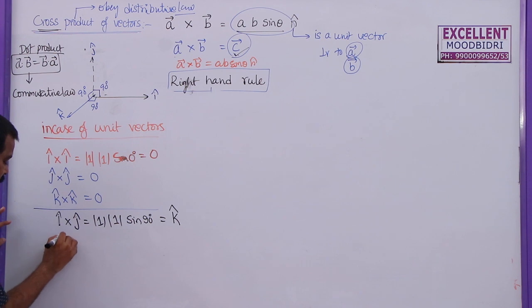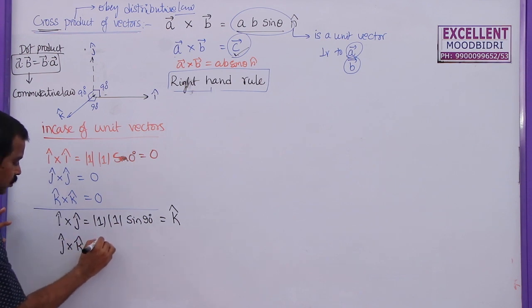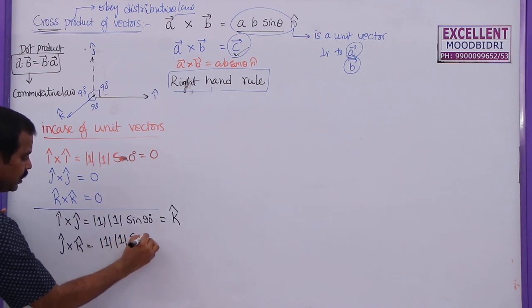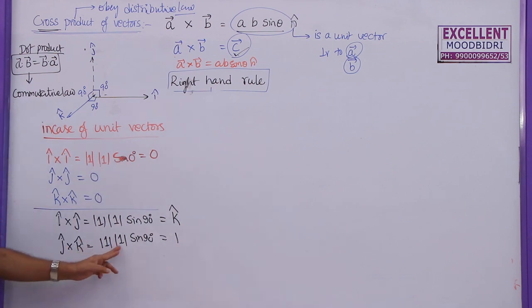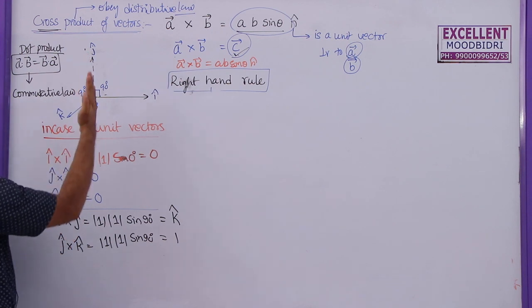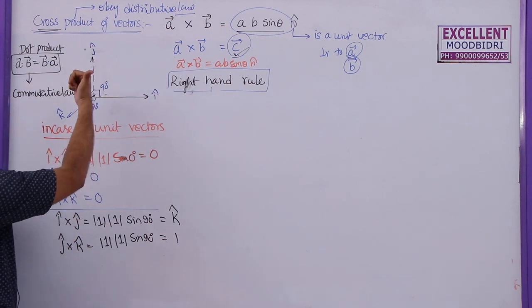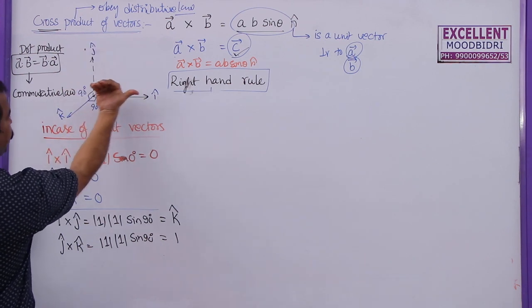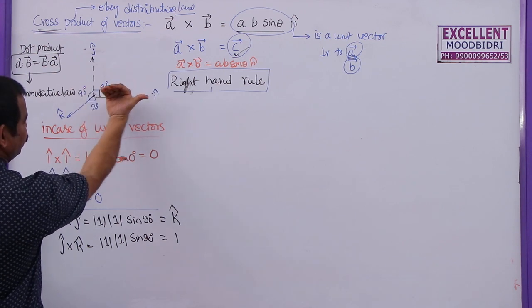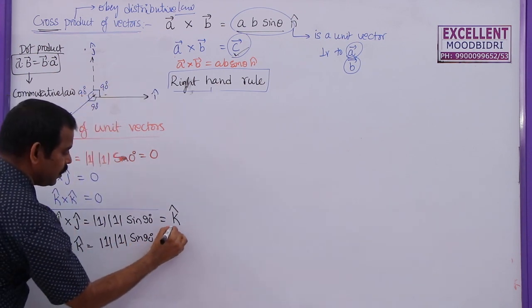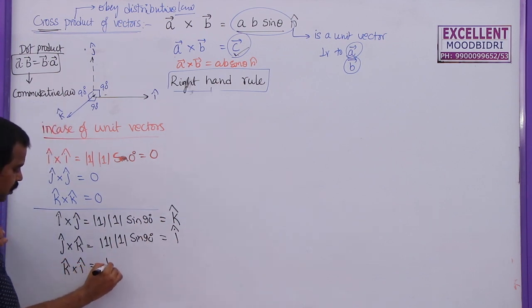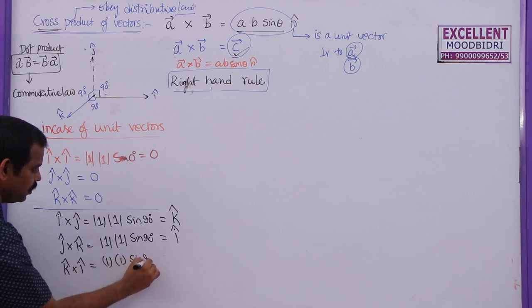Similarly, j cross k is equal to, the magnitude of j is 1, the magnitude of k is also 1, and sin 90. Once again 1 into sin 90 will be 1. But j cross k, first you keep your palm in the direction of j and k is in this direction. So this is j like this and the thumb is in the direction of x axis, that is in the direction of I cap. So this will become I cap. Similarly, k cross I is also equal to 1 into sin 90.